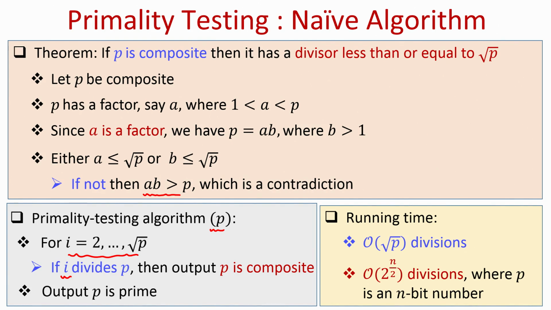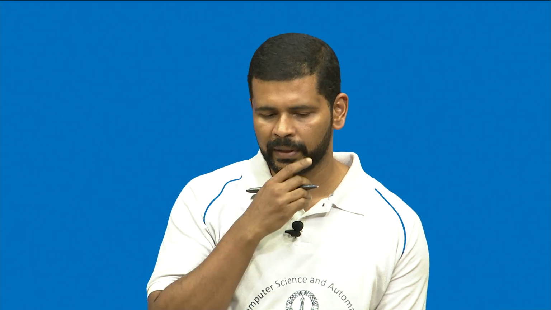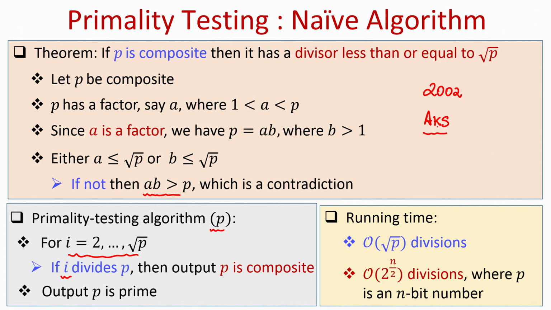In fact, people believed that it is not possible to come up with a polytime algorithm to check whether a given number p is prime or not. But history was made in the year 2002, when a group of computer scientists from IIT Kanpur, namely Manindra Agrawal, Neeraj Kayal and Nitin Saxena, came up with a polytime algorithm, polynomial in the number of bits that you need to represent your number p. This algorithm tells you whether a given number p is prime or not, and it is now well known as the AKS algorithm.